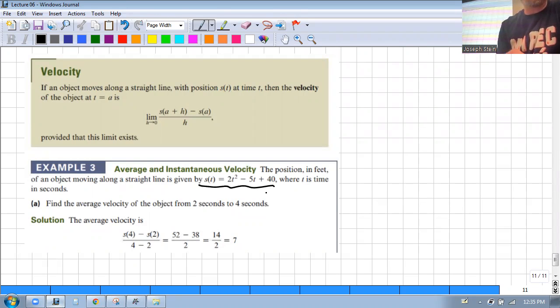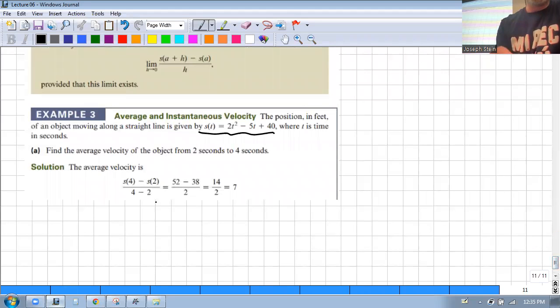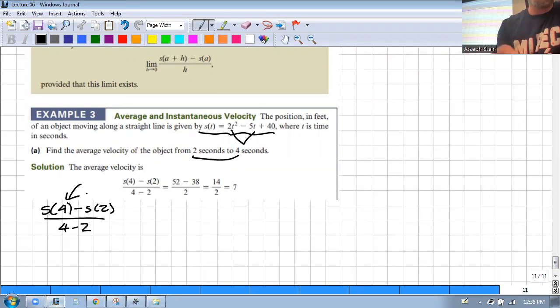Here's a function S of t. It's talking about, okay, something's moving in a straight line. It doesn't actually have to be moving in a straight line, all right? Think of it as a straight line. So the average velocity from 2 seconds to 4 seconds, okay? Well, the average velocity, we don't have to do limits here. We just do S of 4 minus S of 2 over 4 minus 2. Plug in a 4 for t, and then plug in a 2 for t. Subtracting, you're going to get 7. All right, so that doesn't need to use the limits.